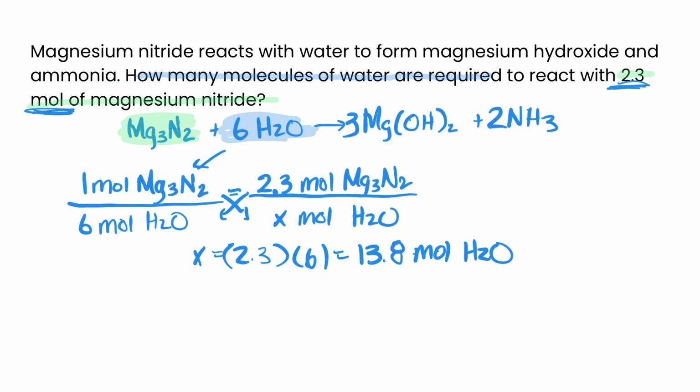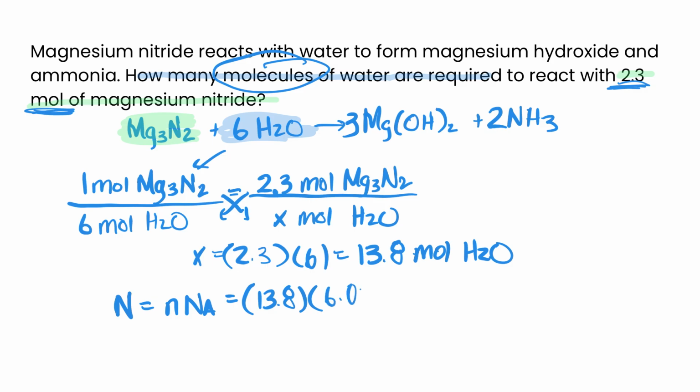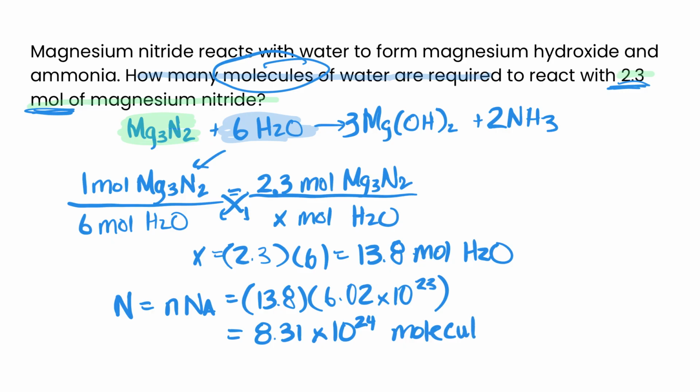All right, so we've got water in moles, but we need it in molecules. So now we need to use Avogadro's number to find the number of molecules. To do that, the number of molecules is moles times Avogadro's constant. So we've got 13.8 times 6.02 times 10 to the 23, and that gives us 8.31 times 10 to the 24 molecules of water. And that problem is now done.